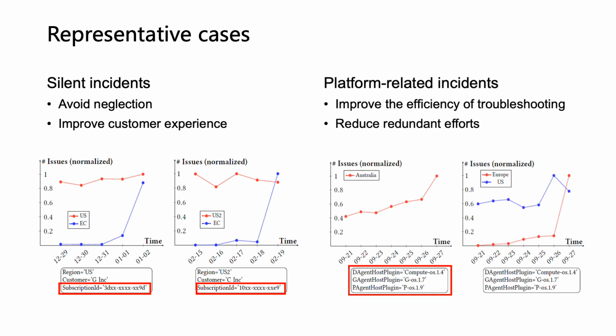The second case is a platform-related incident. These incidents are caused by software incompatibility. The figure shows the same incident in different regions. Previously, engineers had to investigate the same incident in different regions separately, while our approach can identify these incidents globally. Given the effective combination produced by our approach, engineers can quickly recognize that the incident was caused by incompatible software, which greatly improves the efficiency of troubleshooting and reduces redundant efforts.